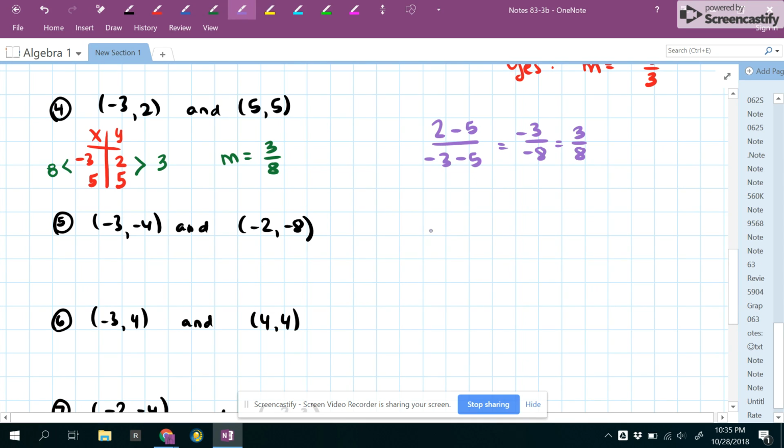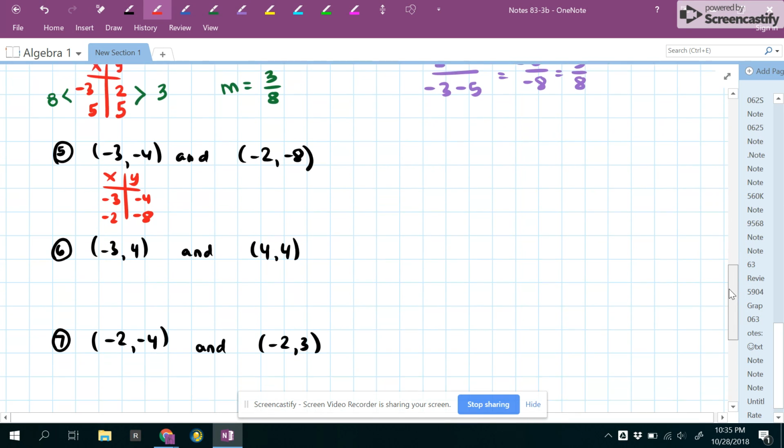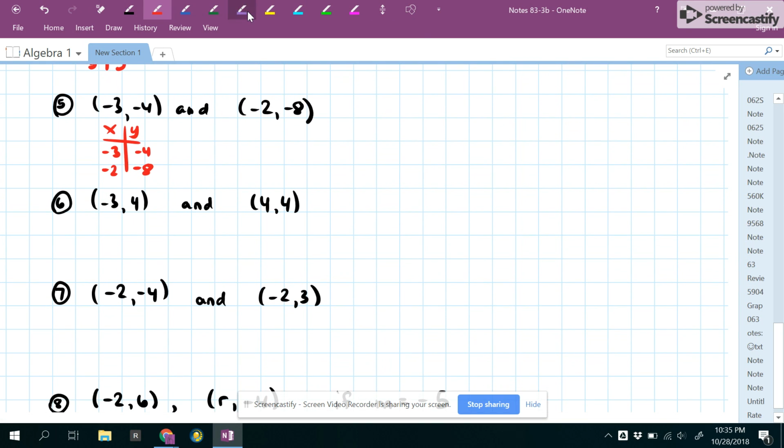So for example, number 5, again, a table might make it look better. -3, -4, -2, -8. So this first change from -4 to -8 is a -4. From -3 to -2 is 1. So our change, our rate, our slope is -4 over 1, which is just -4.